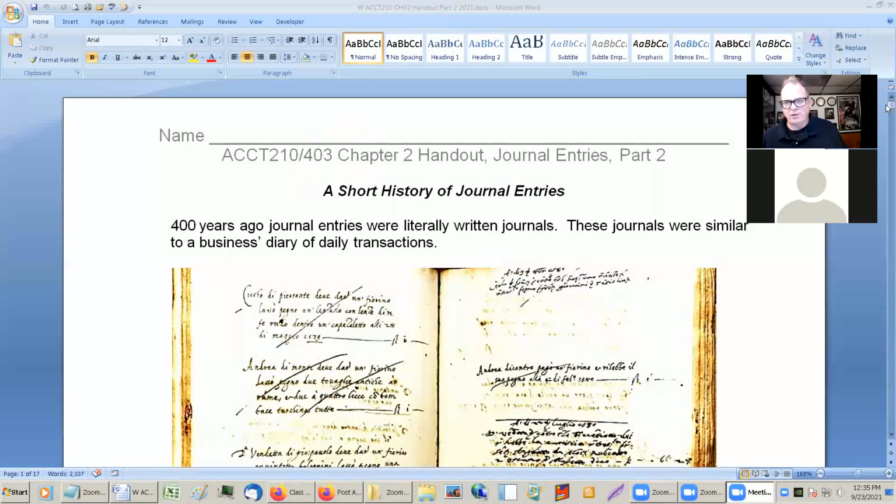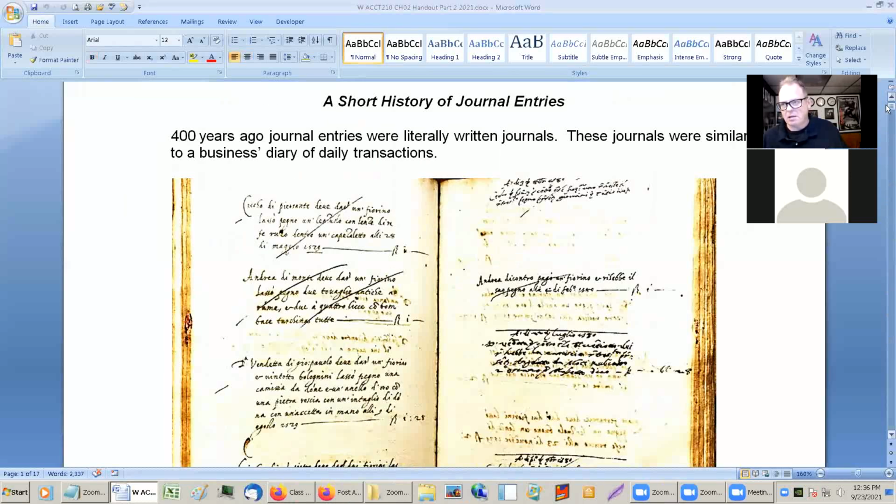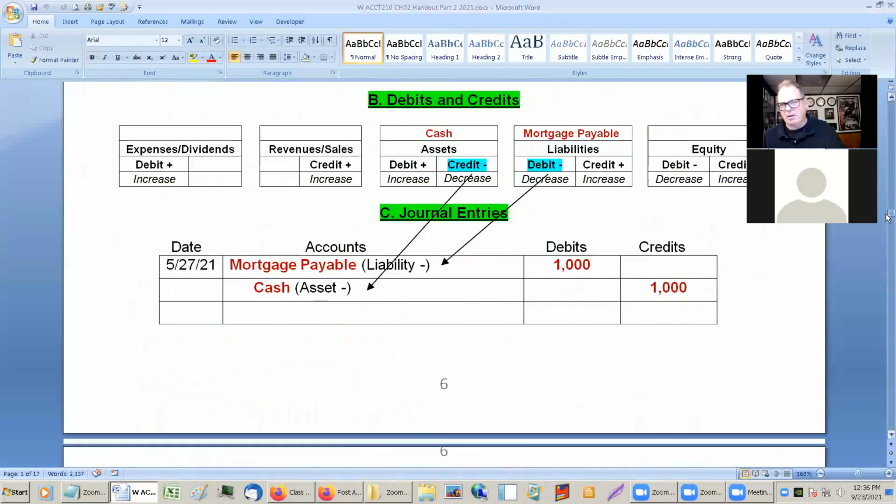Okay, journal entries, they used to look like this, blah, blah, blah. They look like these, blah, blah, blah.